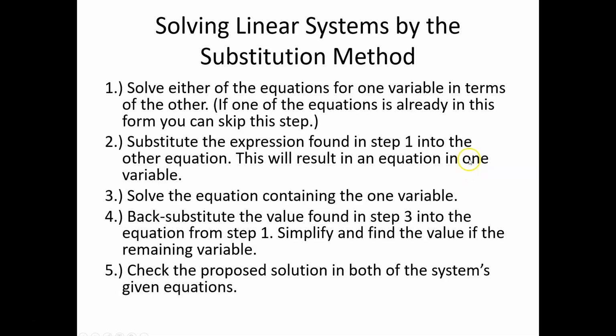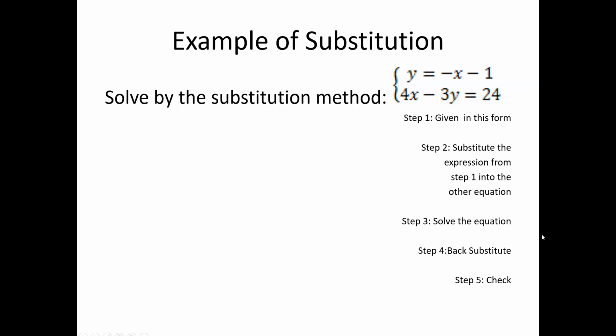So one equation, one variable. Solve that equation, then put that value back into one of the equations in step 1 and find the missing variable. And then you should check to make sure that you got the right answer. Let's do an example.